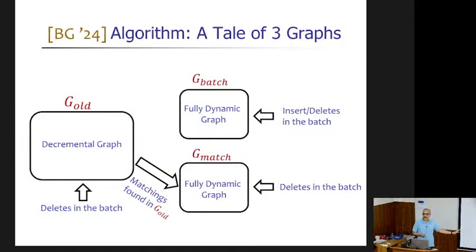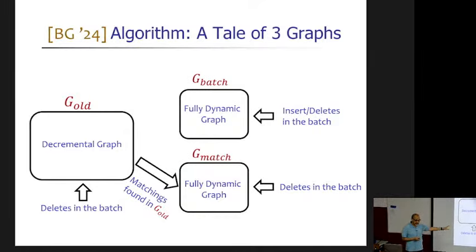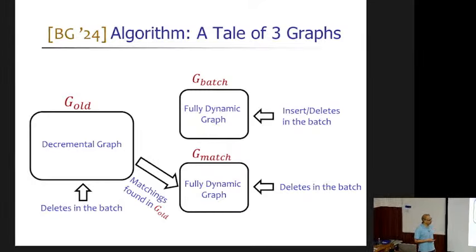So this is how the interaction looks like between all three graphs. G old is the graph G at the start of the batch, and any deletes get applied here, and it loses edges as a result of those deletes. And then whenever you find a large matching in solving ISM instances in G old, you move those edges to G match. And G batch is just inserts and deletes during the batch.